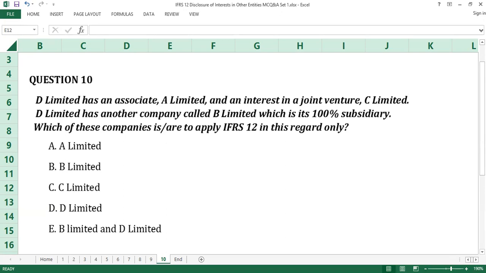Time up. The answer to question number 10 is D Limited. IFRS 12 is applied by an entity that prepares and presents consolidated financial statements, accounts for interest in joint arrangements and associates, or reports its interest in unconsolidated subsidiaries and unconsolidated structured entities. D Limited is the only company that meets all of these in this regard. D is the answer to question number 10.